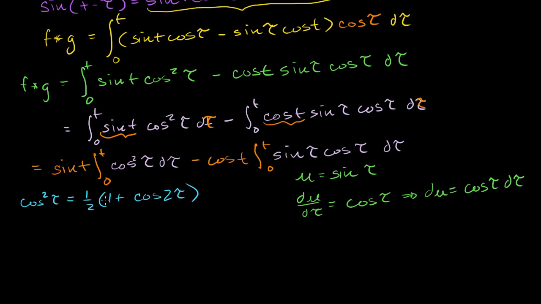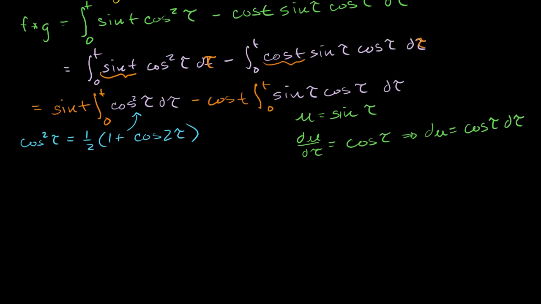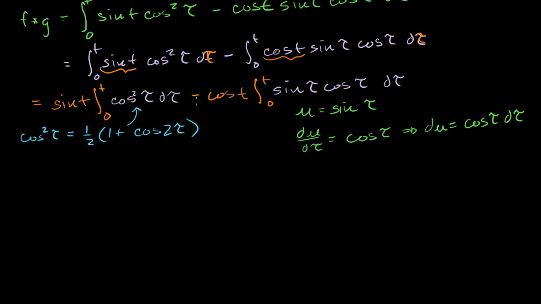And once again, this is just a trig identity that you'll find in the inside cover of probably your calculus book. So we can make this substitution right there. And then let's see what our integrals become. So this first one over here, let me just write it here. We get sine of t times the integral from 0 to t of this thing here.